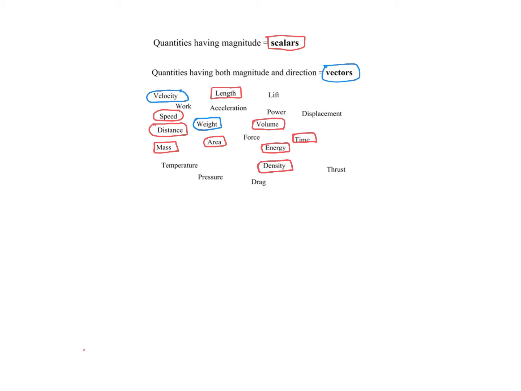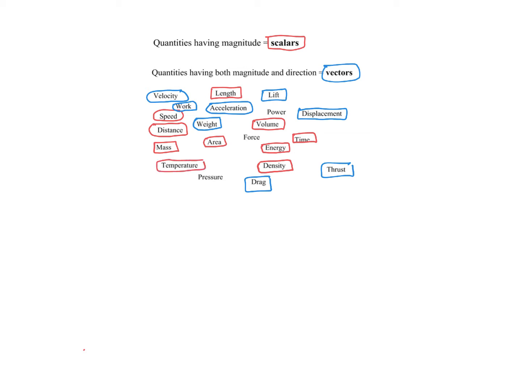Other vectors might be work. We are indicating not only the magnitude of the work, but the direction that the work is being applied. Acceleration is a vector. Lift indicates what direction. Displacement obviously has a direction. Drag has a direction. Thrust has a direction. So those are vector quantities, and then we'll just round it out.